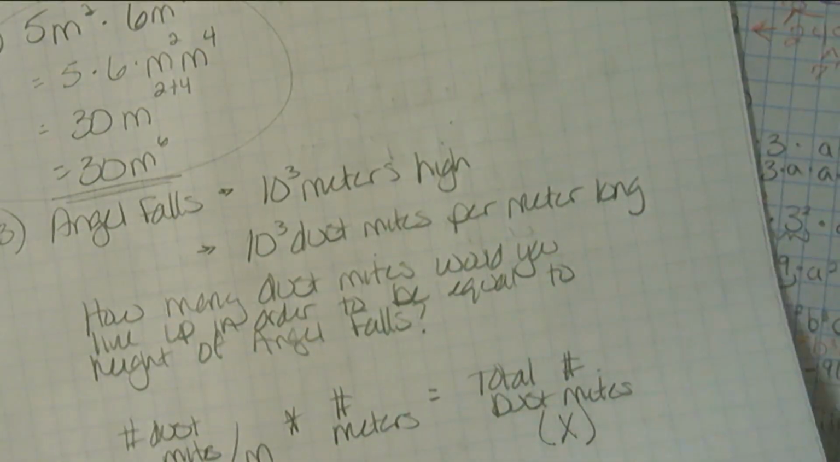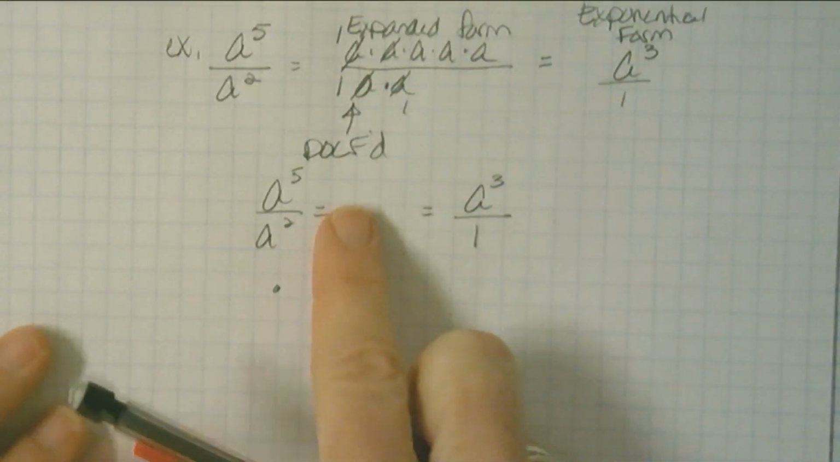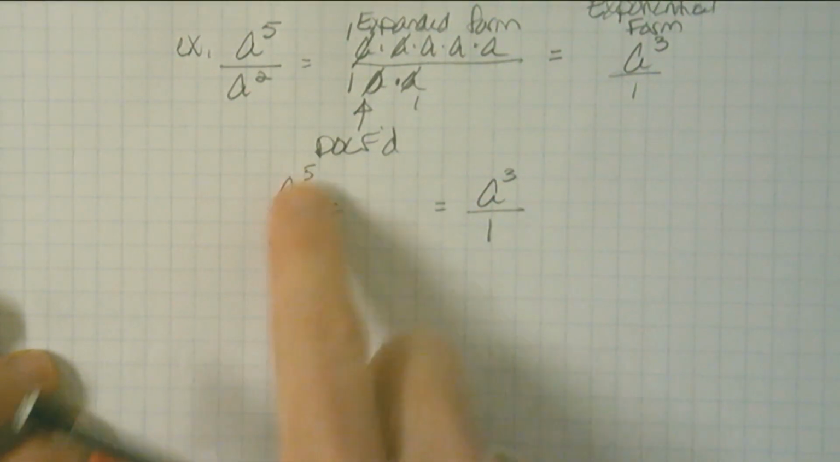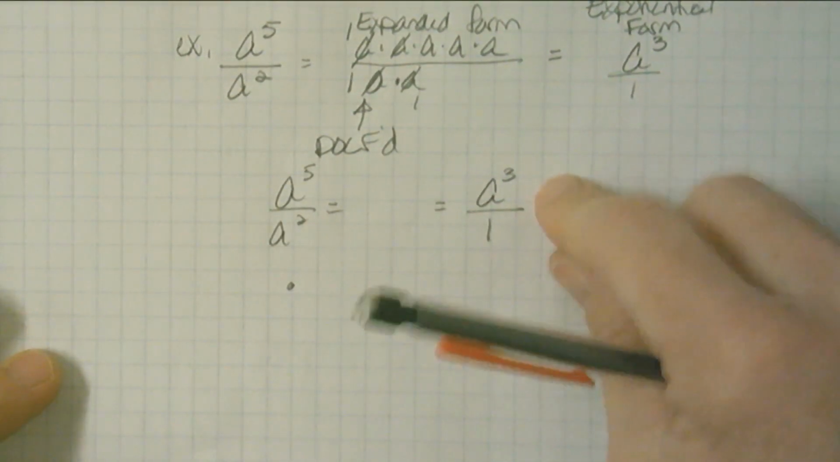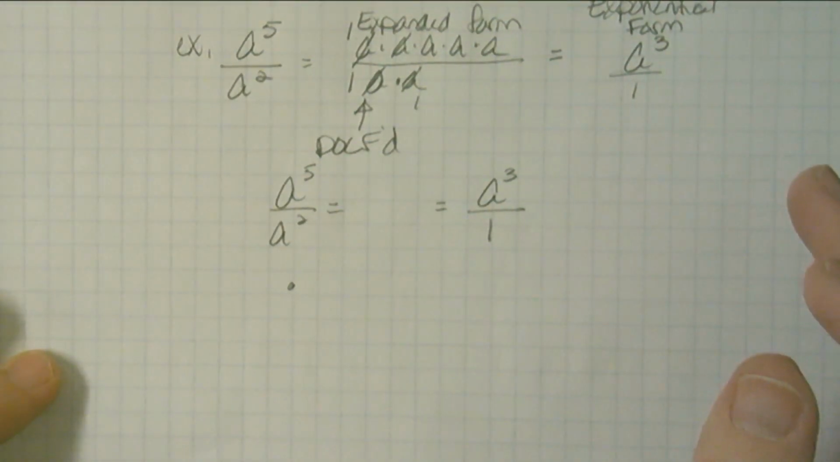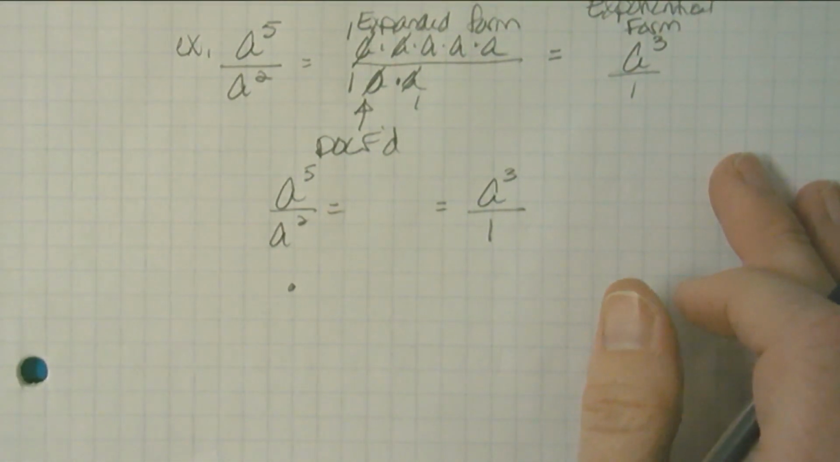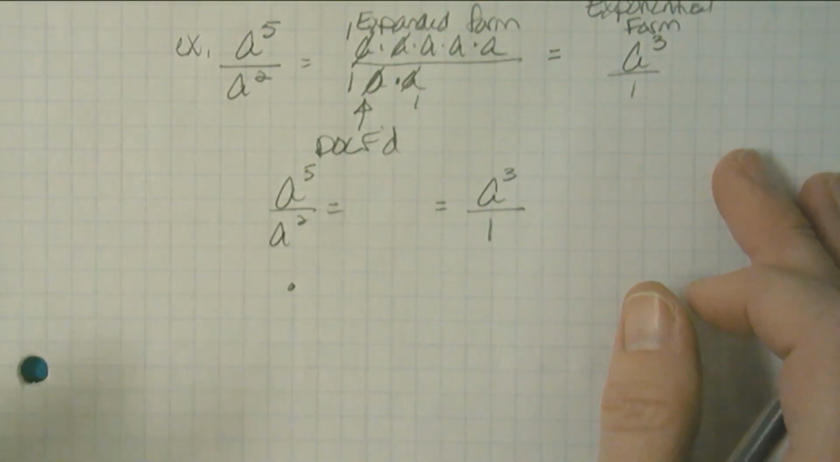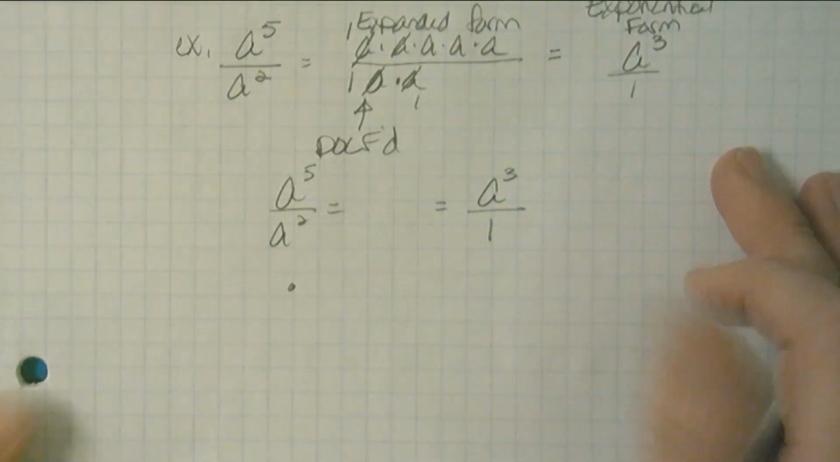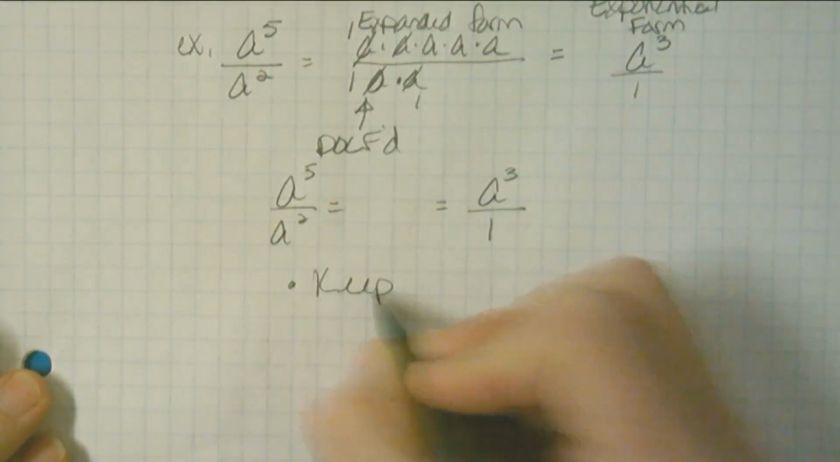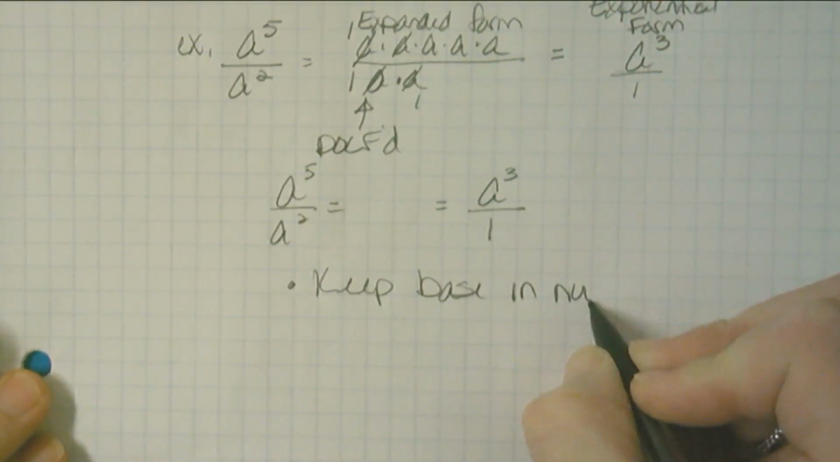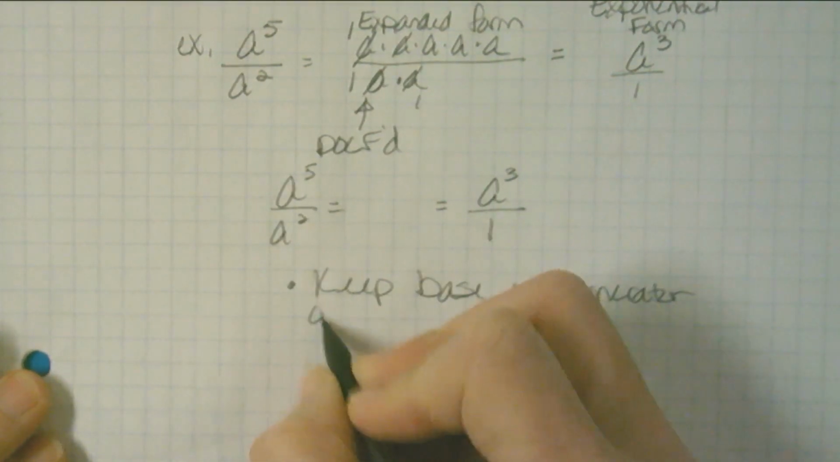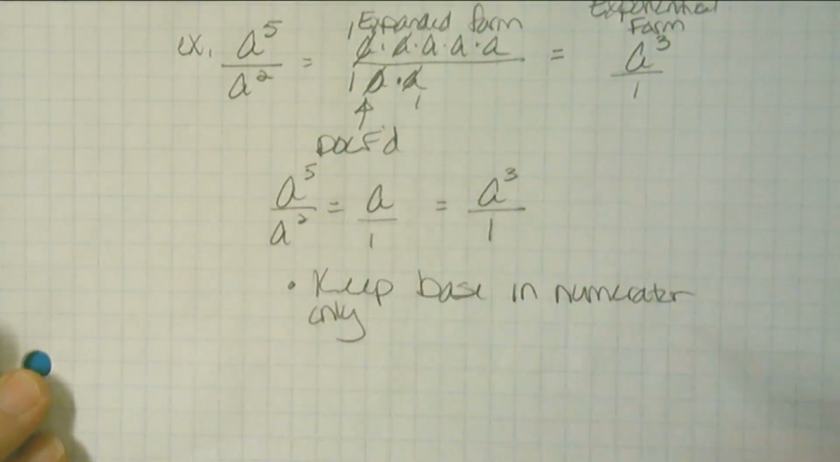Okay, so I want you to keep that in mind as you tell me what would you say is mathematically what I did here to get from a to the 5th divided by a squared, and I got a to the 3 over 1. Put your hands down. Where did we keep our base? So we keep our base in the numerator only.